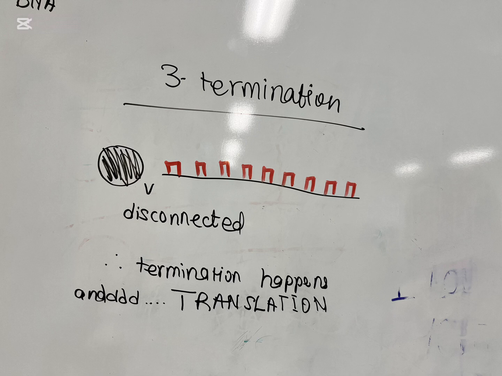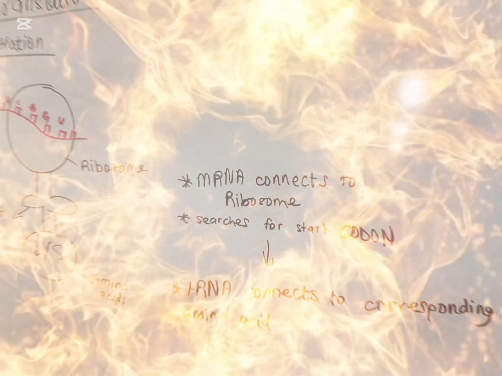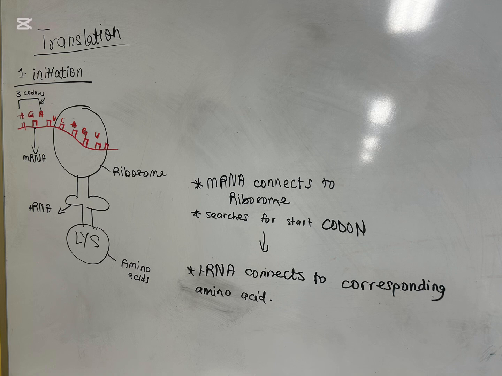So if you look at the diagram, you could see how the strand has been disconnected from the DNA. I indicated on the diagram that the mRNA strand has been disconnected and termination has happened. And once termination happens, translation is next. Now that we talked about the first half of polypeptide synthesis, we move on to the second half, which is known as translation.